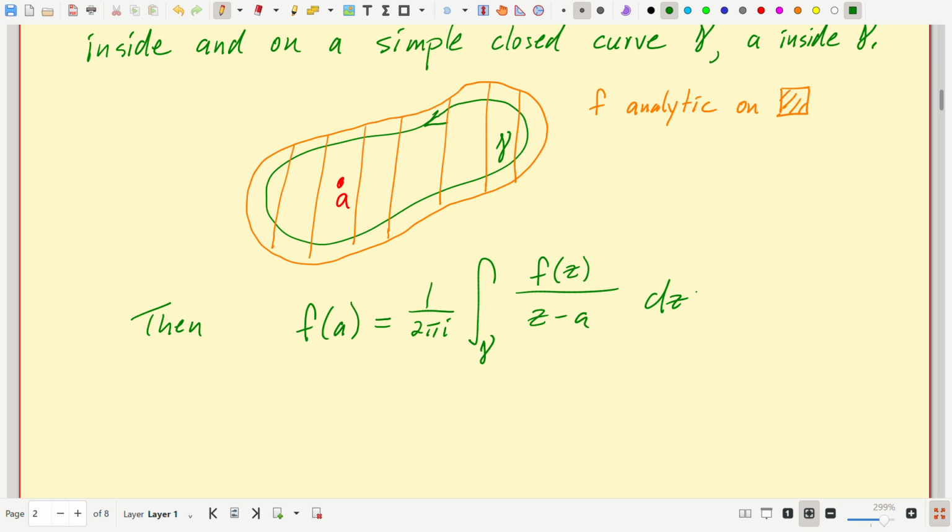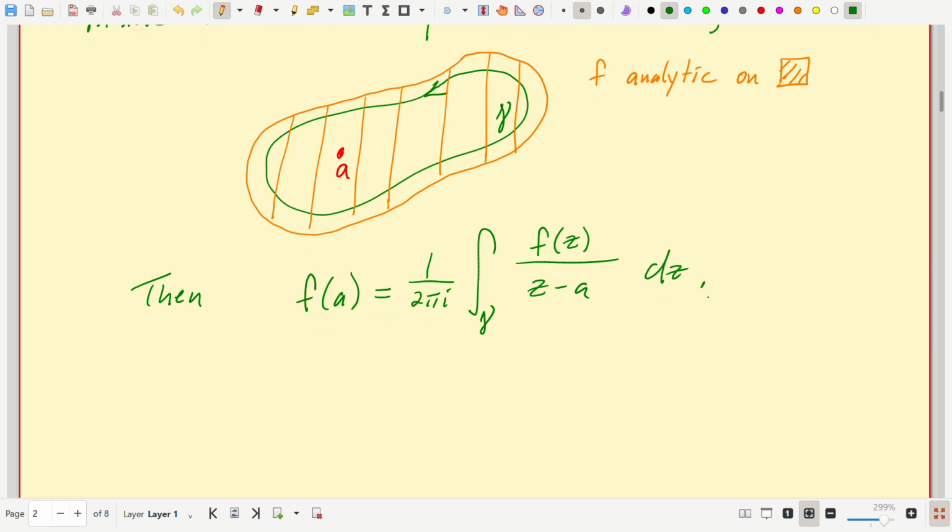That means you can't push analytic functions around. They're kind of rigid. And that'll have a lot of consequences. It'll kind of mean they're very much like polynomials in a lot of ways. Let's see, I'll give you my proof of this thing.